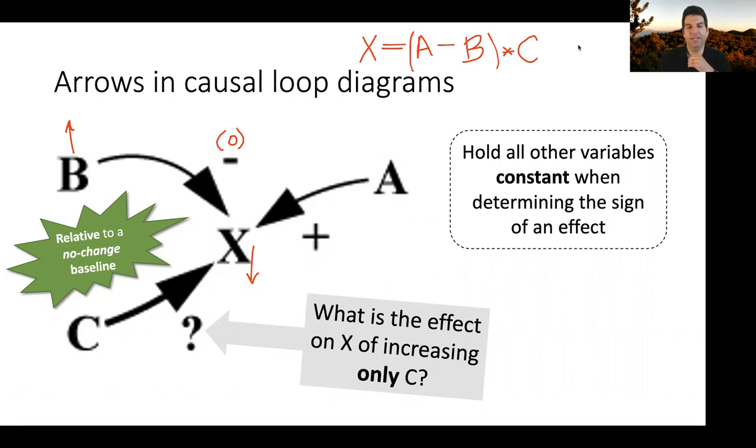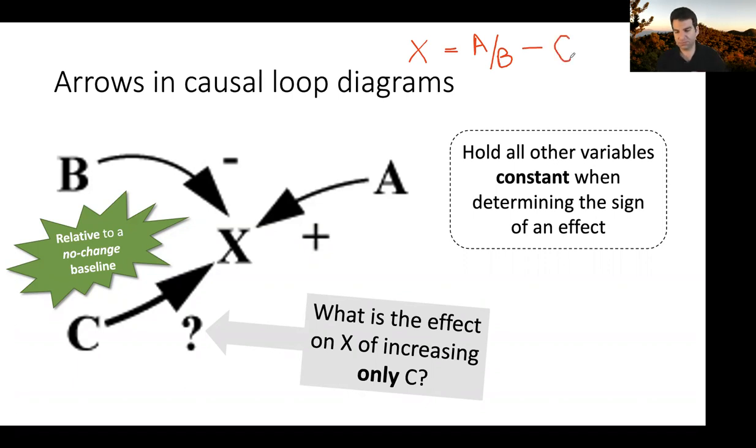Maybe I don't want to get that complicated here. Let me do a simpler thing. What if I did X equals, and let me make it a little more generic here. Instead of A minus, I'm going to do A divided by B, and then I'll say minus C. I'll get to the question here in a second.